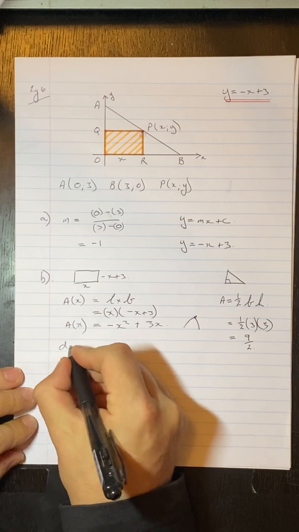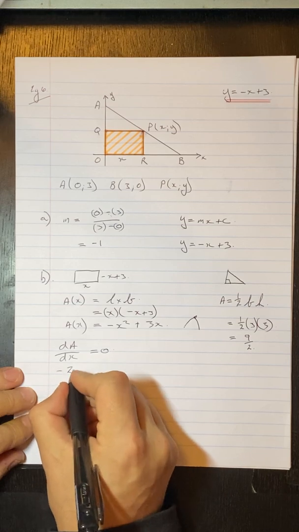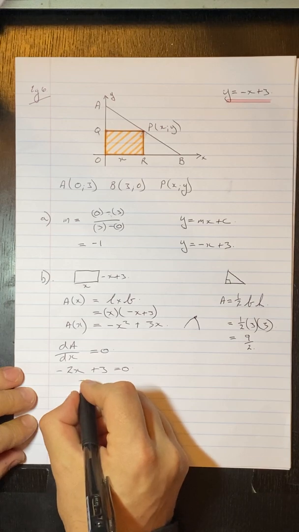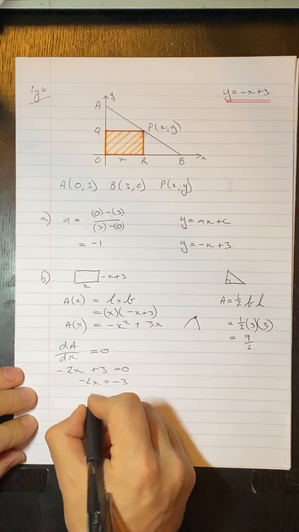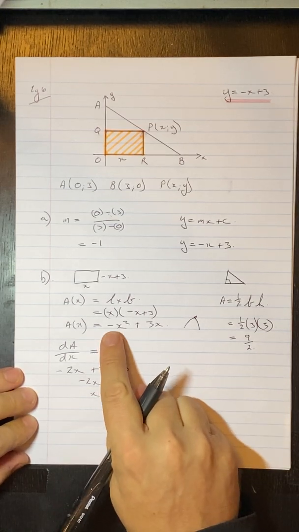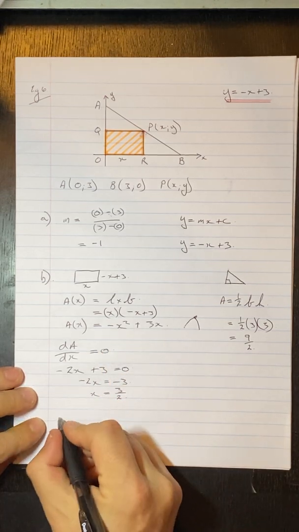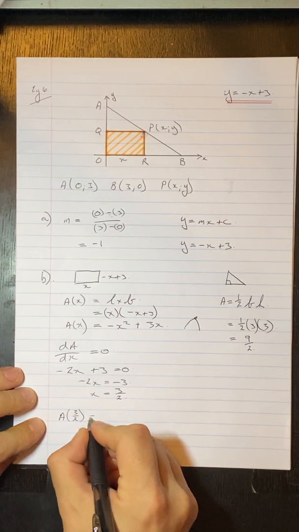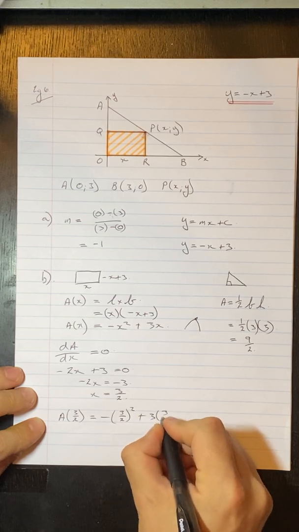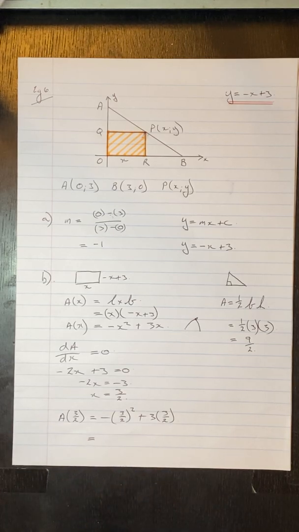So let's differentiate this, dA/dx, and we set that equal to 0. So we get minus 2x plus 3 is equal to 0. And we get minus 2x is equal to minus 3. So x is equal to 3 over 2. I'm going to take this and put it back into here to find my maximum area, because this x value gives us our maximum area. So A of 3 over 2 is equal to minus (3 over 2) squared plus 3 times 3 over 2. And if we work that out, that should give us 9 over 4.